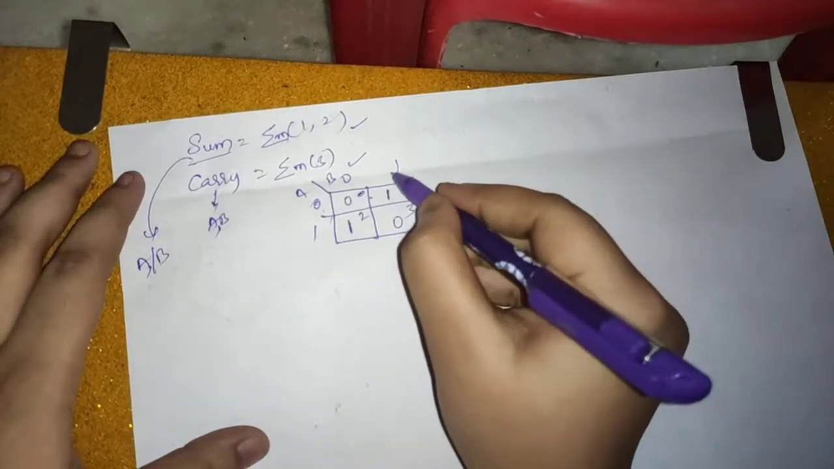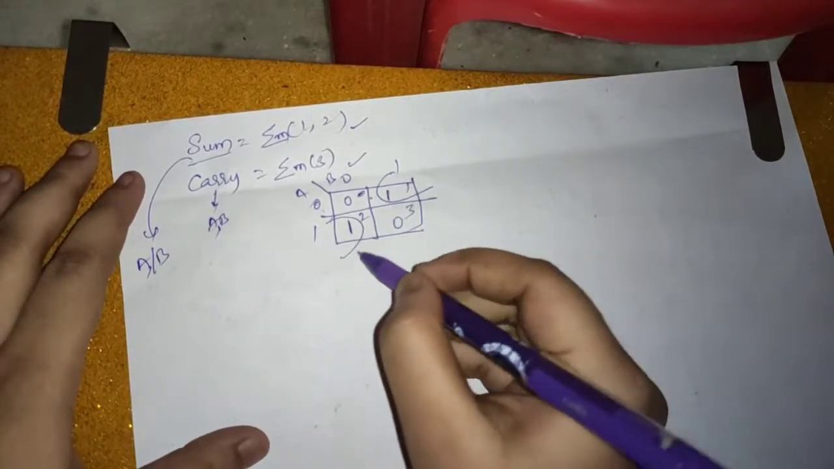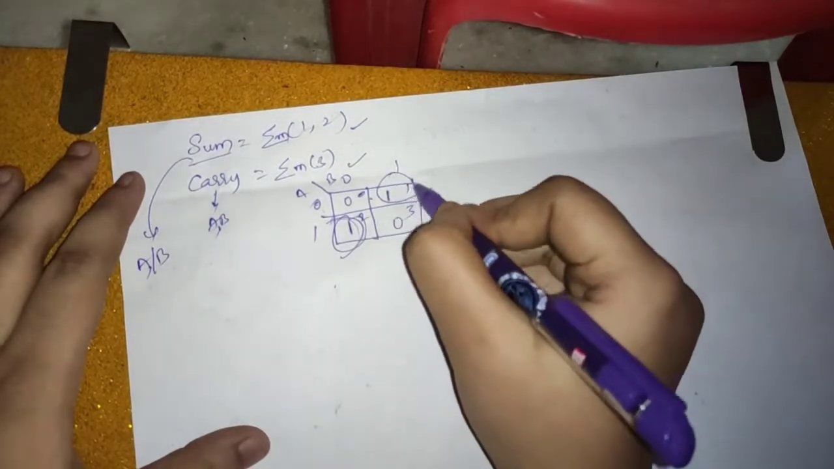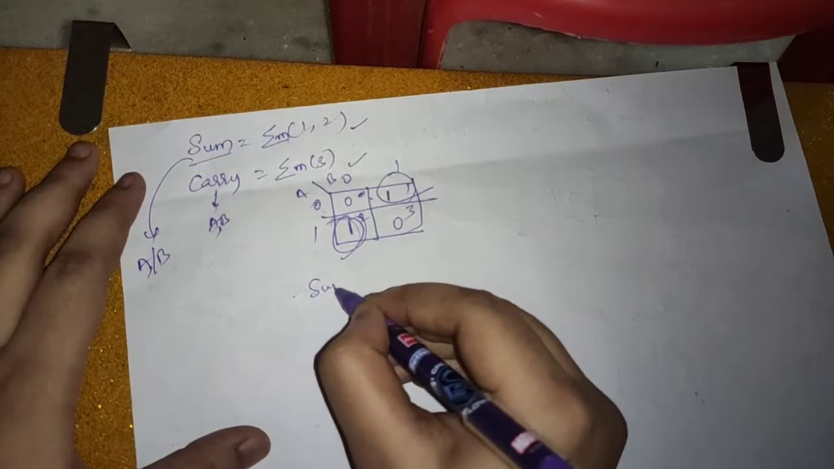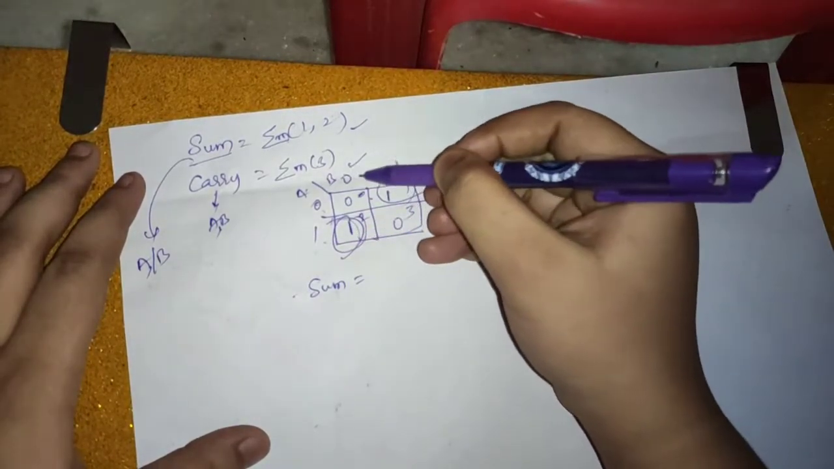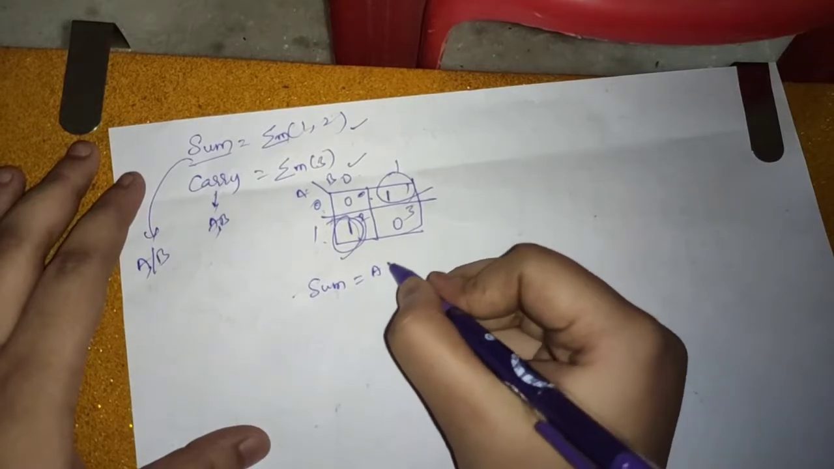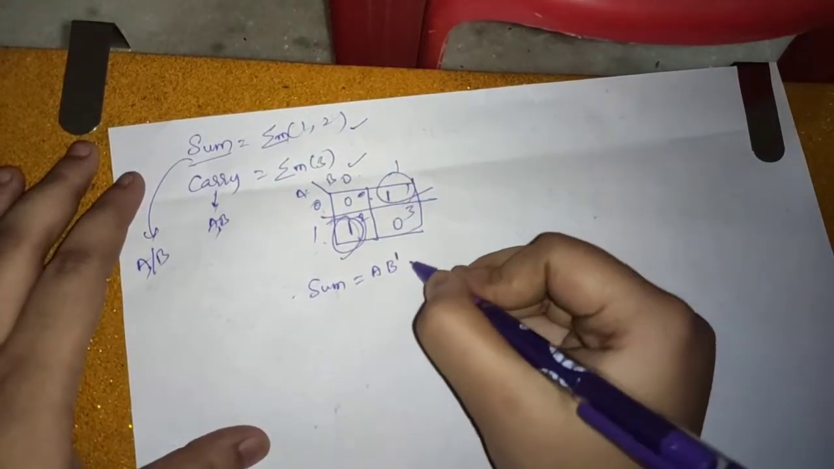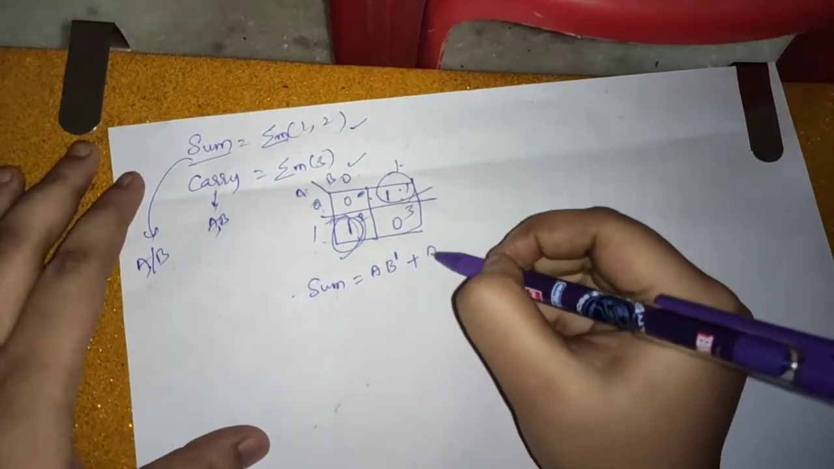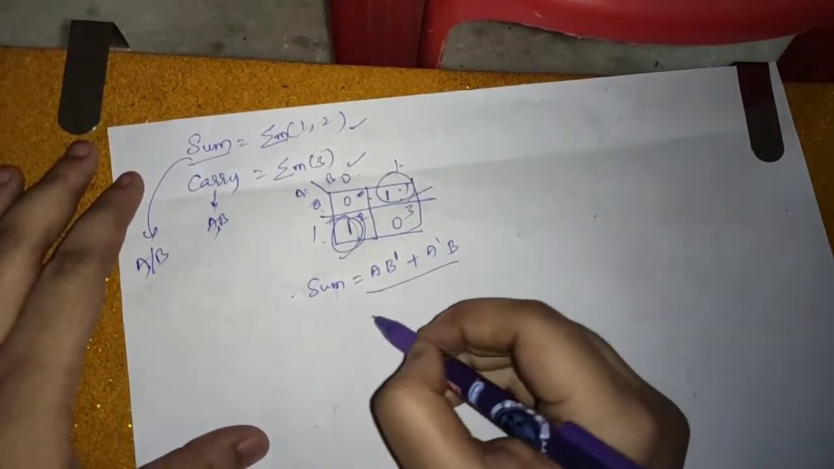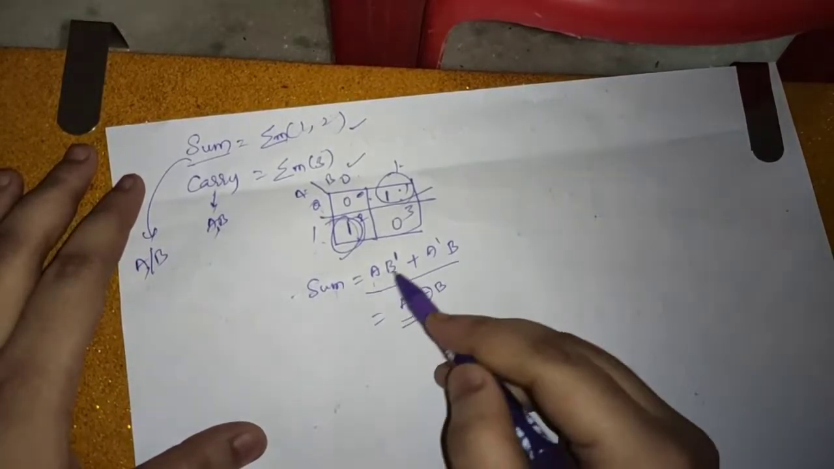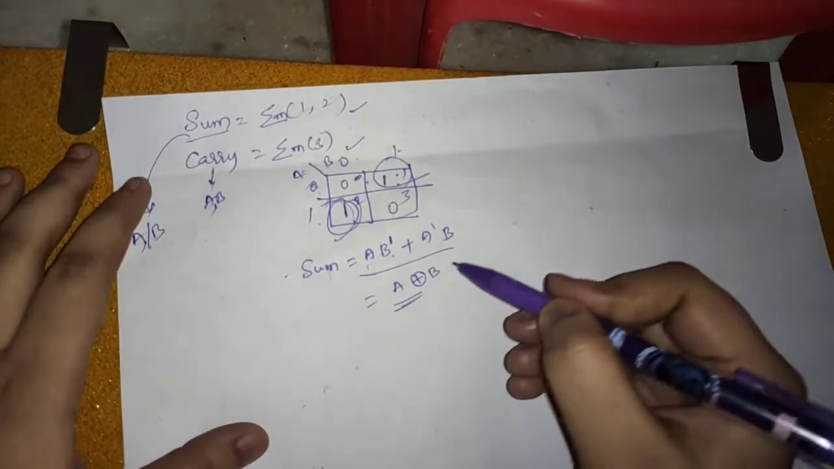We cannot pair, so here each 1 is a single variable combination, and sum is equal to: A is 1 and B is 0, so A B dash, plus here A is 0 and B is 1, so A dash B. It is nothing but A XOR B, right? A B dash plus A dash B is nothing but A XOR B.